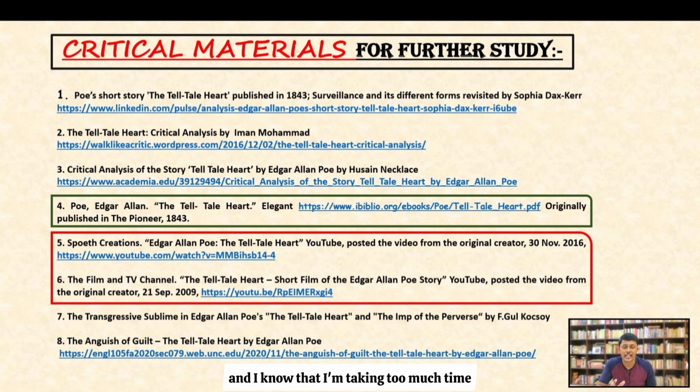And I know that I'm taking too much of your busy schedule. Yes, I am not going to take any more. So these are the critical materials that you need to be sure about.